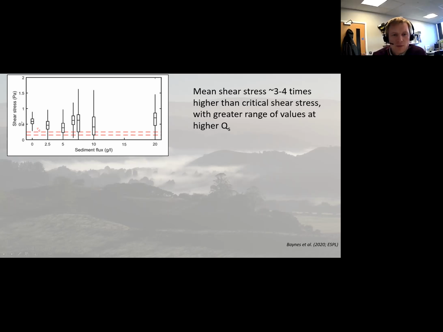And interestingly here, we don't seem to see an obvious increase in the mean shear stress of all the pixels within the channel. So the channel seems to be adjusting its width to maintain a relatively constant shear stress, which is about 3 to 4 times higher than the critical shear stress required for sediment transport.